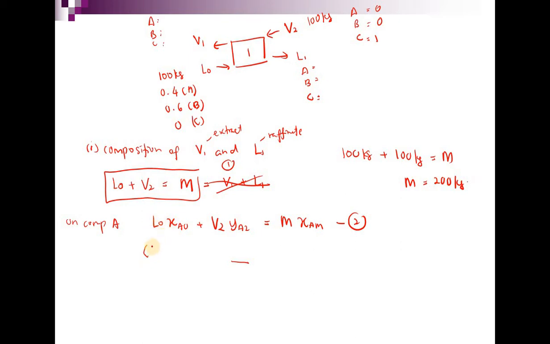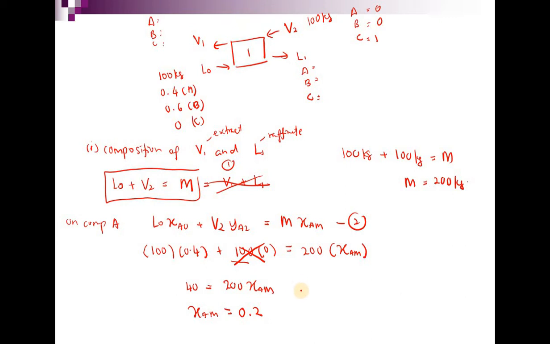L naught is 100, XA naught is 0.4, plus V2 is 100 and YA2 is 0, M is 200, and XAM is the one that we want to find. So from here this is 0. So this is 40 is equal to 200 XAM. So XAM is equal to 40 divided by 200, which is 0.2.